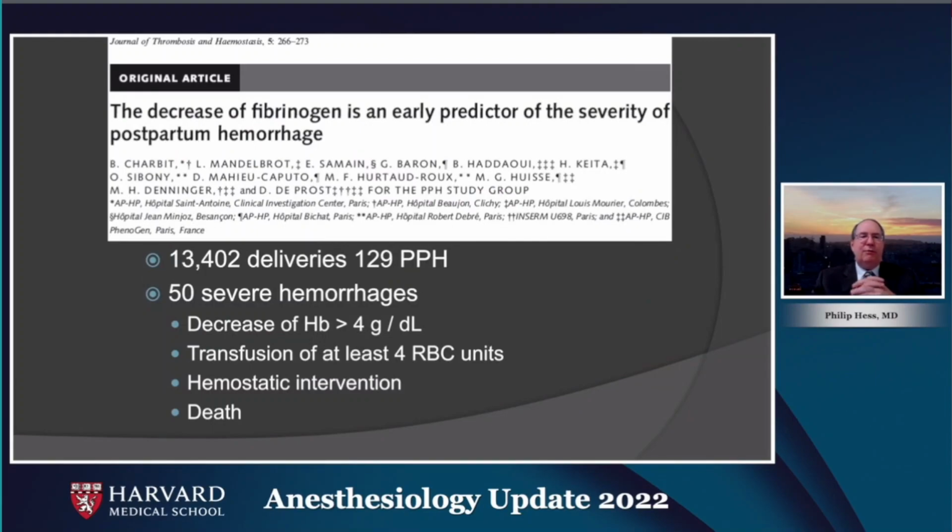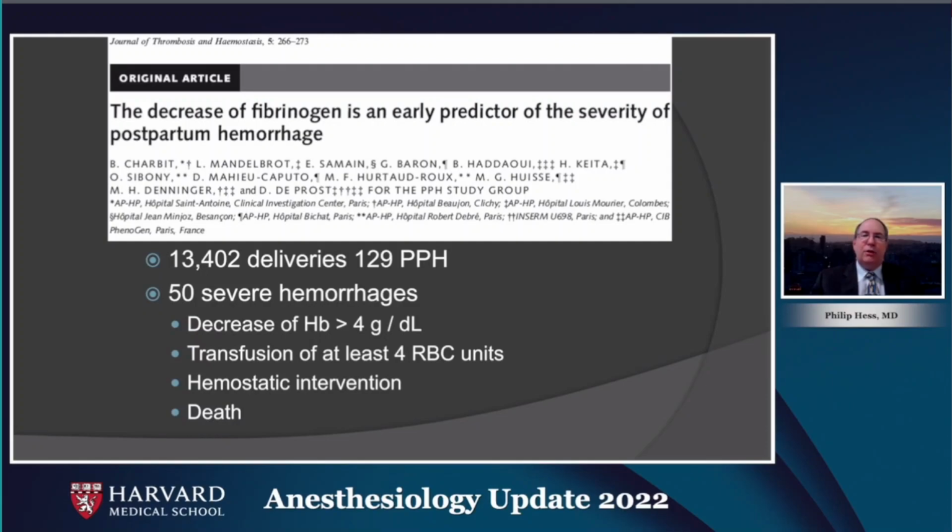This study by Charbet was actually a game changer. It was performed in France, looking at 129 people who were prospectively identified to have postpartum hemorrhage. They divided these patients into postpartum hemorrhage or severe hemorrhage, defined by either a decrease of hemoglobin by 4 or more, transfusion of 4 units, or need for a hemostatic intervention, either radiologic or surgical. None of the patients died in their study.